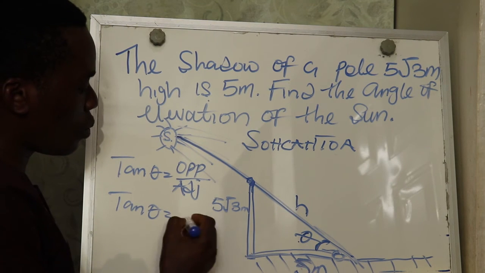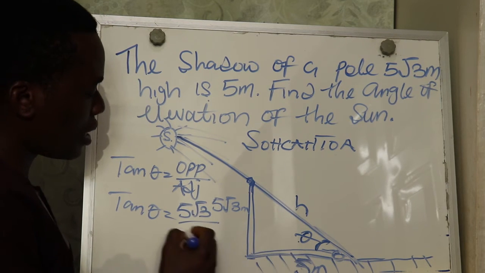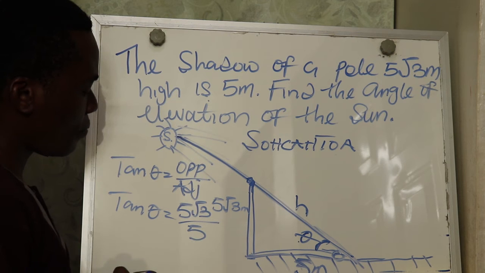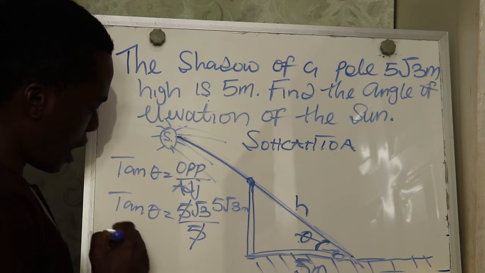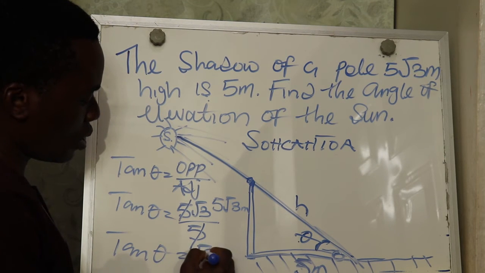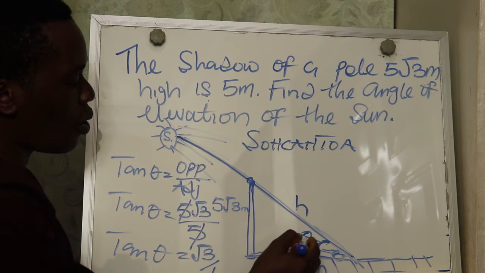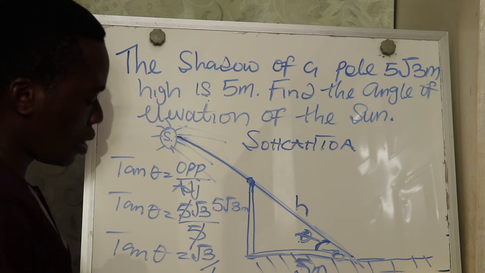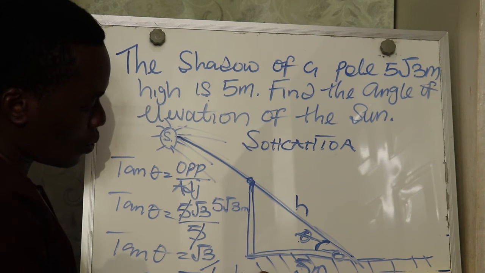Now tan theta will be equal to the opposite, which is 5√3, divided by the adjacent, which is 5. Now if we simplify this further, this will cancel this. So tan theta will be equal to root 3 over 1. We are looking for the angle of elevation, which is theta. So theta will be the arctan of root 3 over 1.